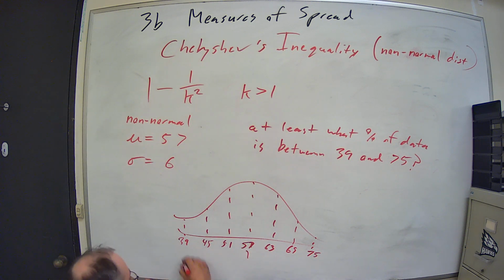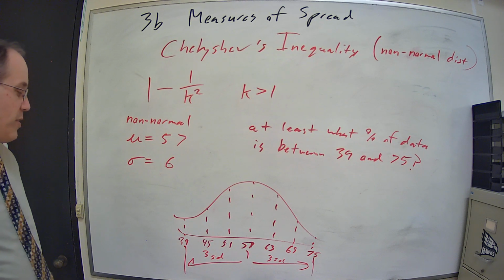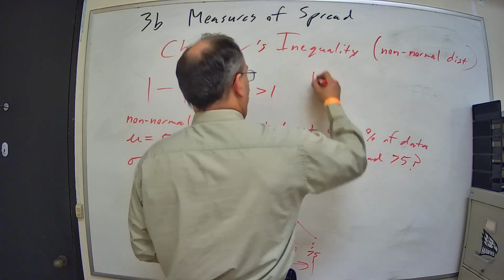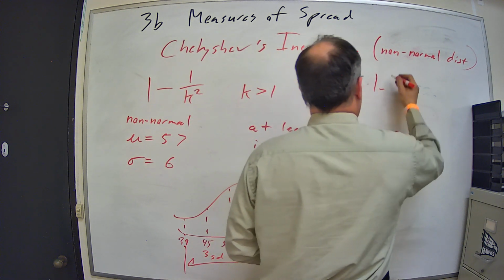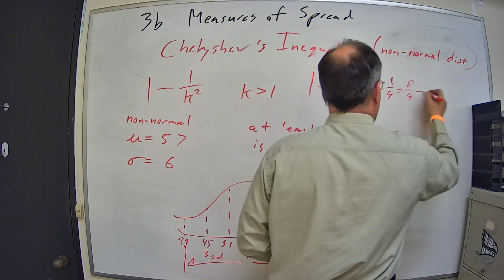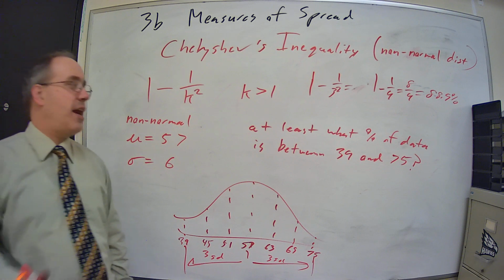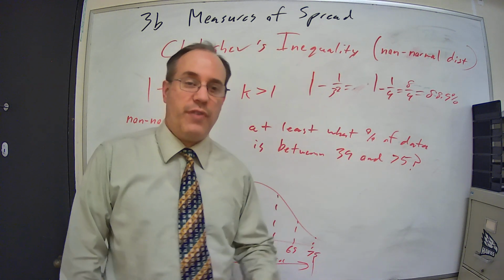My mean was 57. 39 and 75 is what I was looking for. That's 3 standard deviations. So basically we're asking at least what percentage of data is within 3 standard deviations of the mean, and that's where we did 1 minus 1 over 3 squared, which is 1 minus 1/9, equal to 8/9, equal to 88.9%. So at least 88.9% of the data is within 3 standard deviations of the mean, or between 39 and 75.